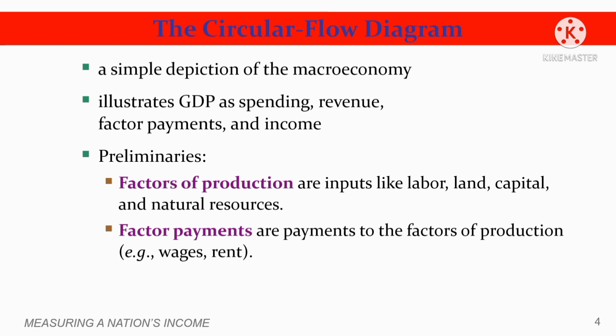The circular flow diagram is a simple depiction of the macroeconomy. It illustrates GDP as spending, revenue, factor payments, and income. We have factors of production, which are inputs like labor, land, capital, and natural resources. And factor payments are payments to the factors of production, such as wages or rents. So these are the common terms that we need to understand in the circular flow diagram.